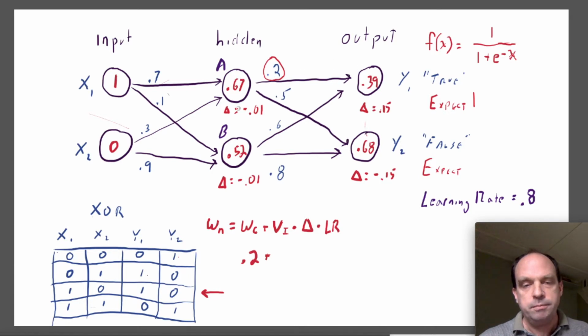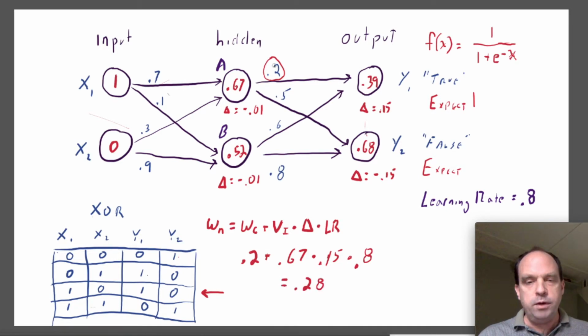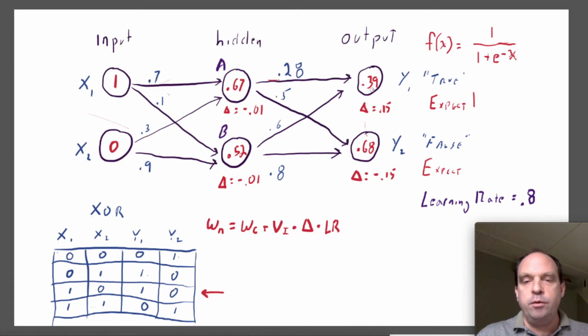So if we're focused on this weight, for instance, 0.2, we'll find the new weight by taking the current weight, 0.2, plus the value of the node that it refers to, 0.67. Remember, we're looking backwards, times the delta of the output node and times the learning rate. And the result we get for this weight is about 0.28. So our weight was 0.2, but we will update it to 0.28. Notice the effect that's going to have. It was 0.2, it was a multiplier, so that's going to have the effect of pushing this number up towards 1.